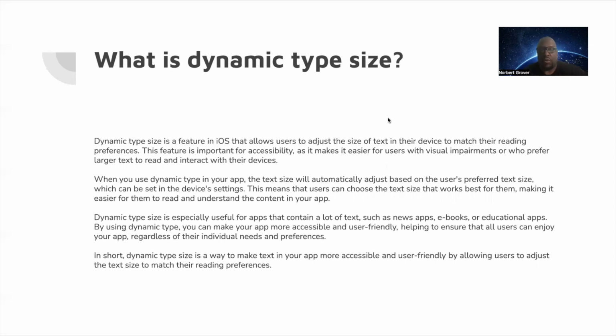Okay, now what is dynamic type size? Dynamic type size is a feature in iOS that allows users to adjust the size of the text in their device to match their reading preferences. This feature is important for accessibility, and it makes it easier for users with visual impairments or who prefer larger text. So we have dynamic type size, and if you want to read this, pause the video and read it. I'm about to get into the nitty gritty and show you exactly what I'm talking about using an Xcode project and the simulator.